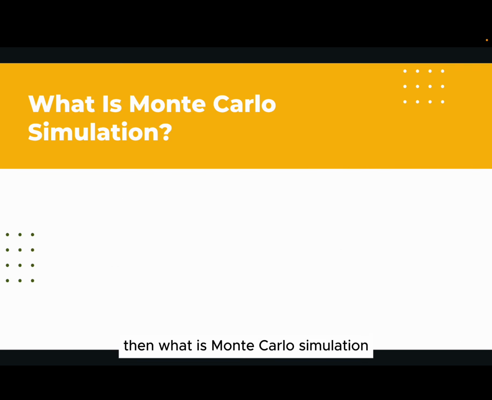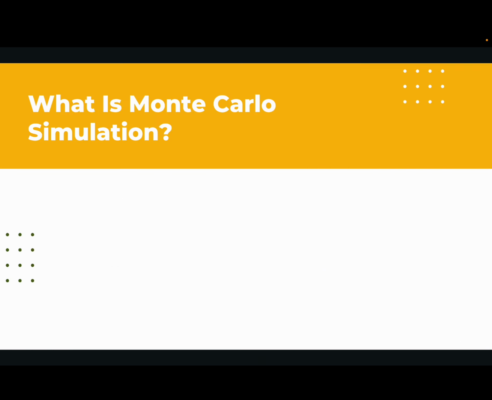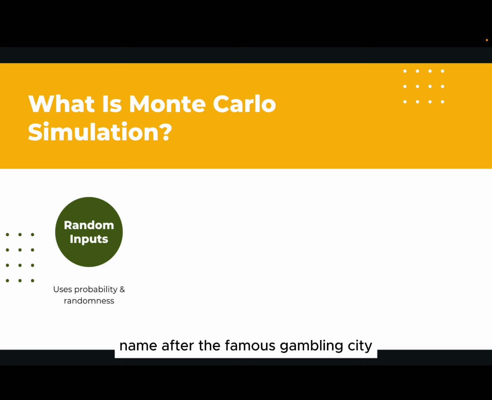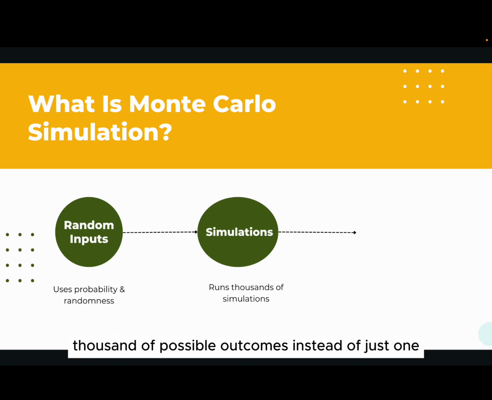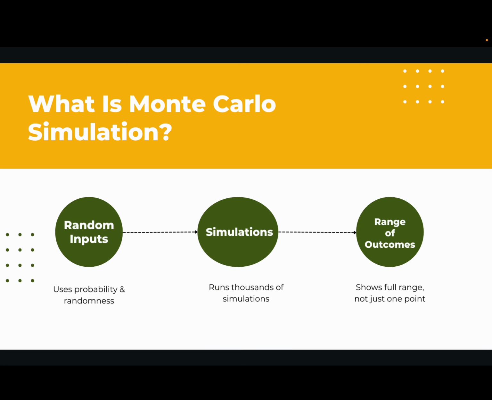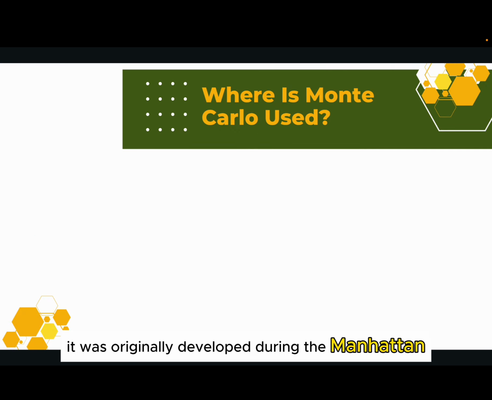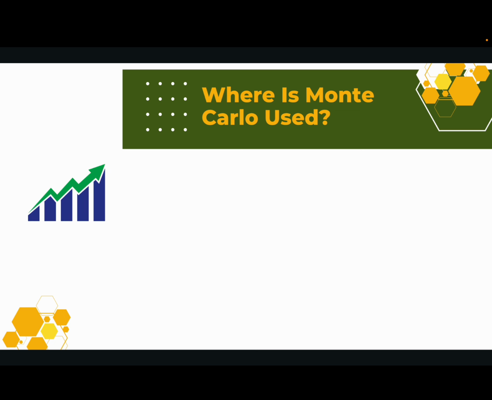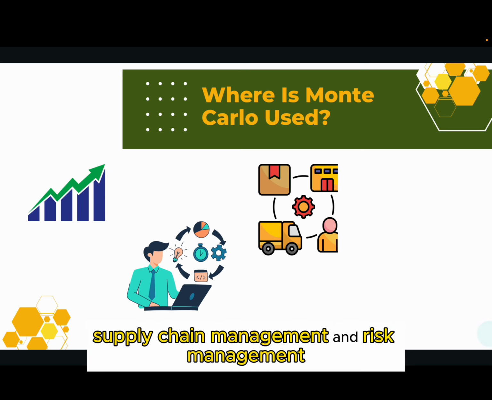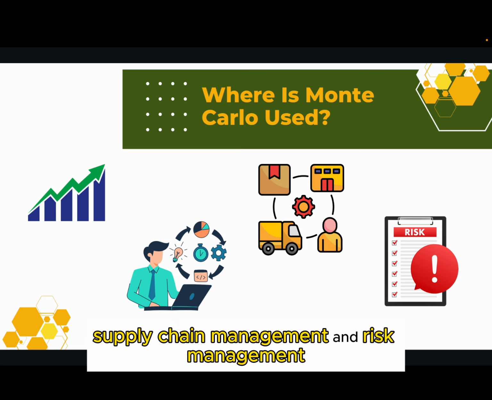Then what is Monte Carlo simulation? Named after the famous gambling city, this uses random sampling and probability distributions to simulate thousands of possible outcomes instead of just one. It was originally developed during the Manhattan Project in World War II, but today it's widely used in finance, project management, supply chain management, and risk management.